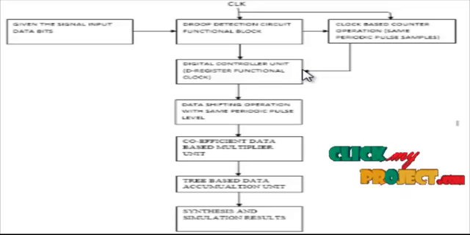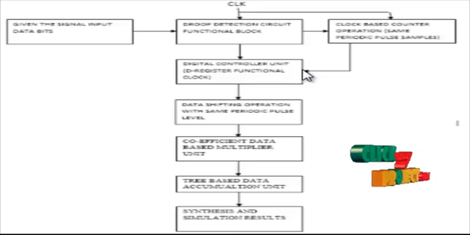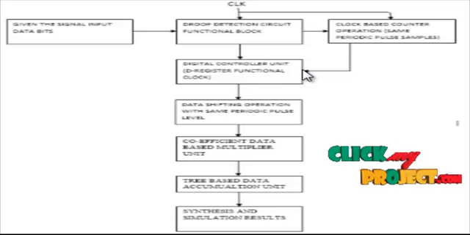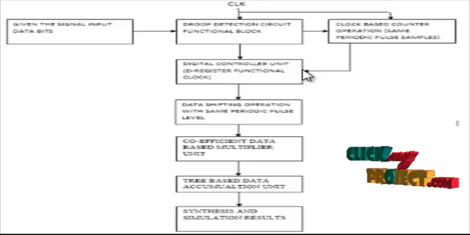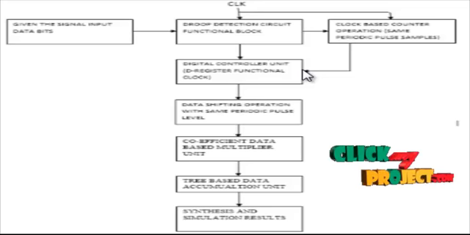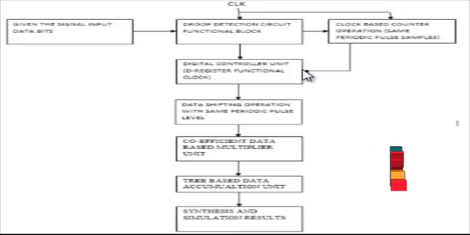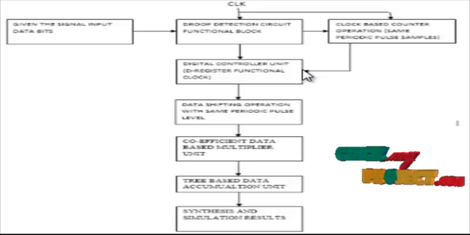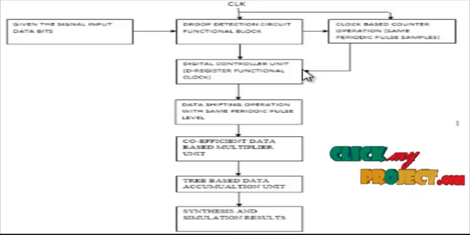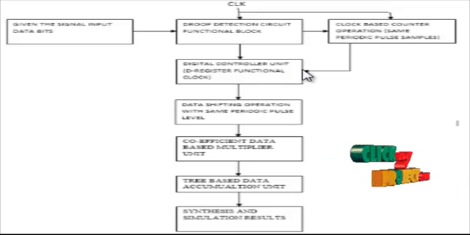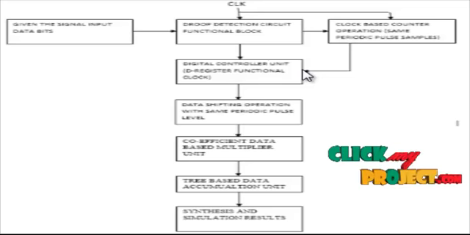First, we apply the input data signal, data bits and clock signal for control purposes for the overall FIR filter architecture. Then we develop the trap detection circuit functional block. This trap detection circuit functional block is used to identify the minimum energy tracking for the overall architecture process and to activate the clock based counter operations at the same periodic pulse samples for the overall architecture. These clock periodic samples create the enable signal and the data passing to the digital controller unit.